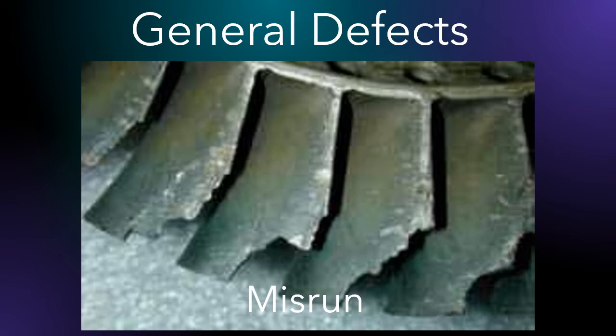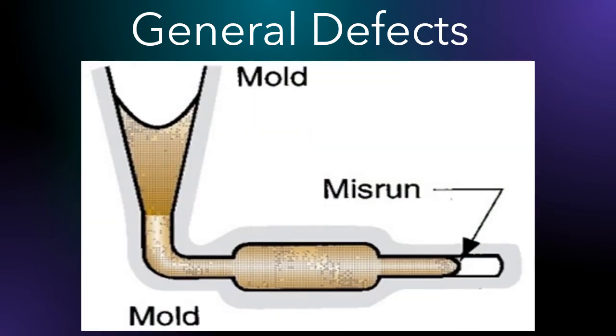A misrun is a casting that has solidified before completely filling the mold cavity. This can be due to the poor design of the mold cavity and also due to the temperature of the poured metal.